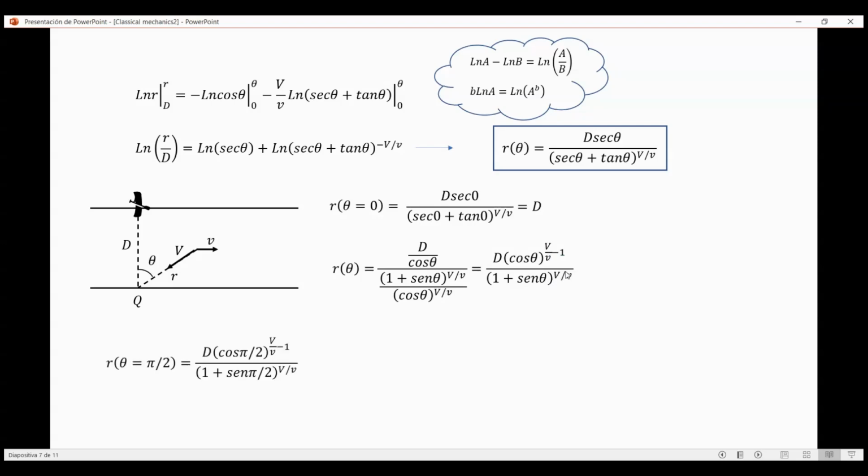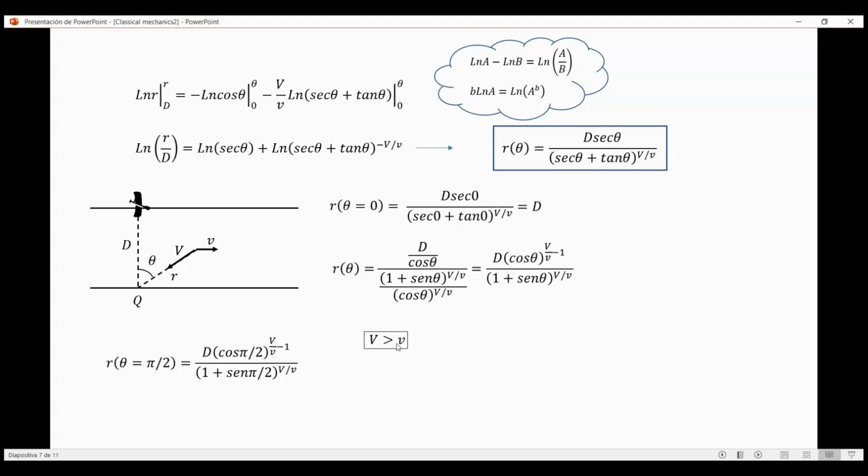And why do I do this? Because to understand what happens when the angle is pi over 2, that is when the boat will actually arrive at the shore, we want to know what is the radial distance. So we just substitute in the formula. When the angle is pi over 2, the boat will arrive at the shore. And here we have to distinguish two cases. What happens when the velocity of the rower in magnitude is larger than the velocity of the current of the river?